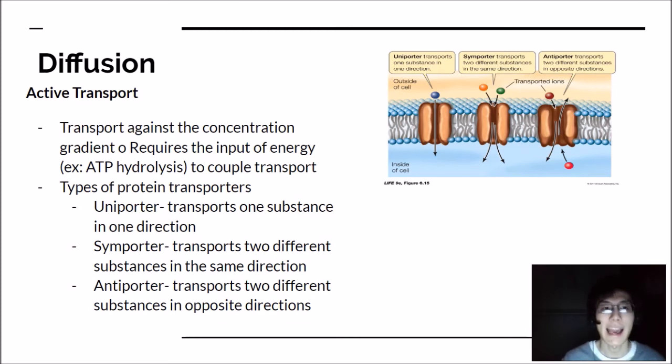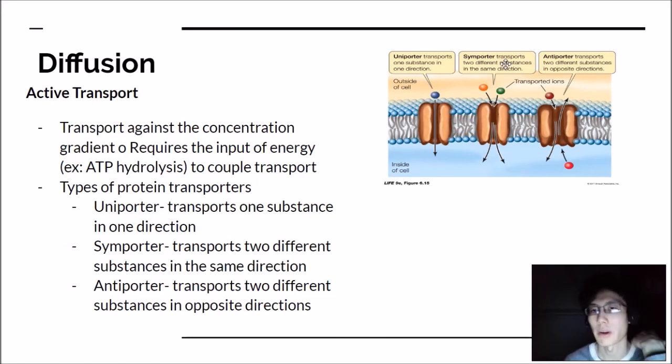And finally, we have active transport, which is probably the one that might get a little bit more complex because of the fact that it requires energy. Active transport is going against the concentration gradient, which is not energetically favorable, so it requires the energy input. Oftentimes, that's ATP hydrolysis, and it uses the energy from that ATP hydrolysis to couple the transport of certain molecules. There are many types of these active transporters. There's a uniporter, which basically transports one substance in one direction over here. So this blue solute is going in one direction.